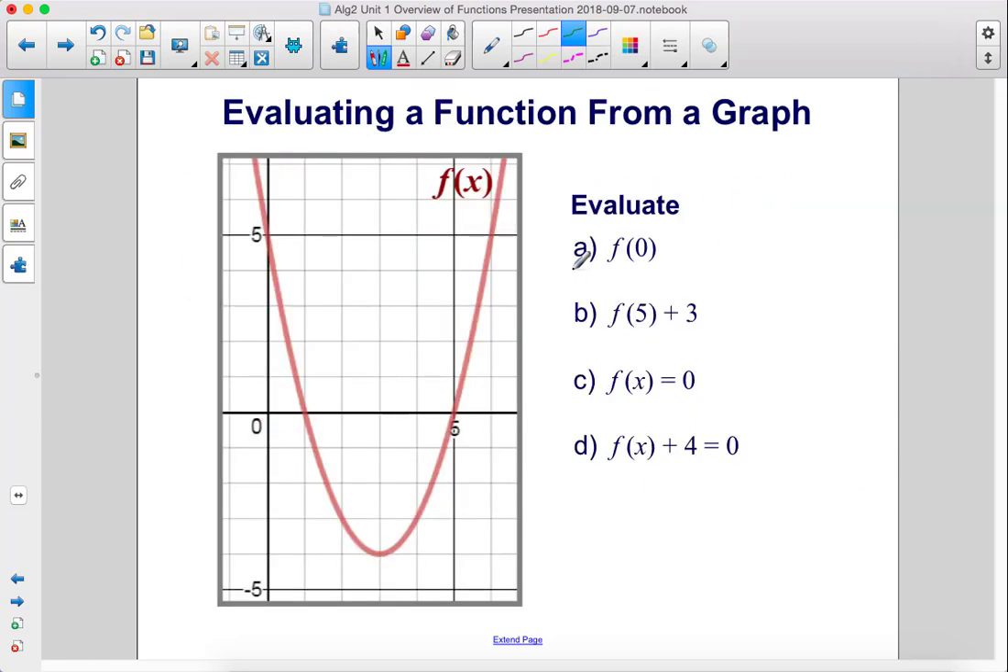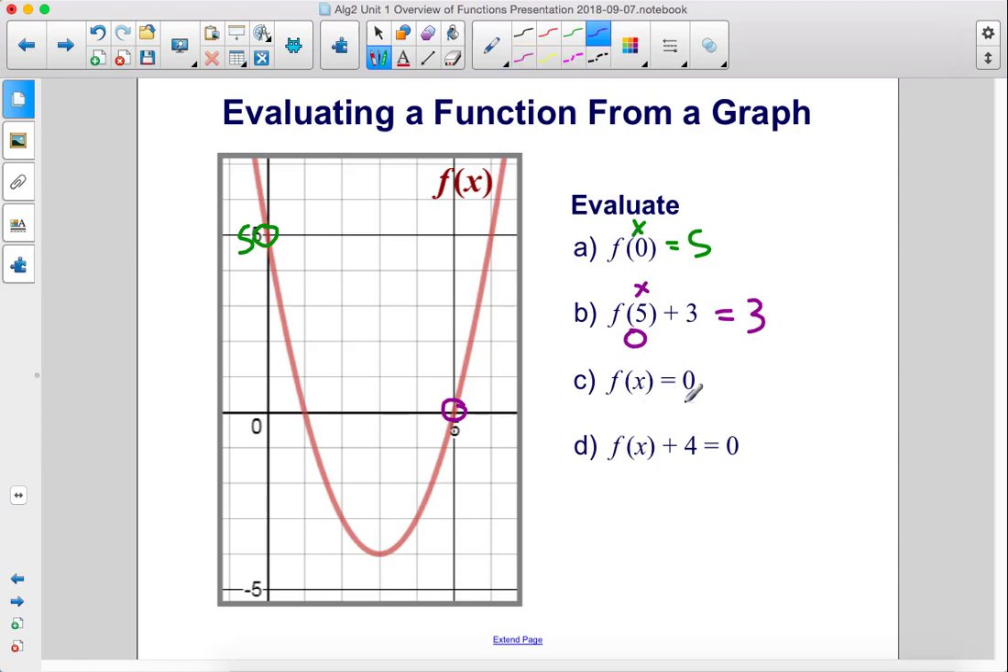Evaluate. All right, A is f(0). So when x equals 0, what is y? When x equals 0, we look at this line here, we see the graph intersects right up here where y equals 5. B, f(5) plus 3. So when x is 5, that's here, we see that y equals 0. So this becomes 0 plus 3 equals 3.